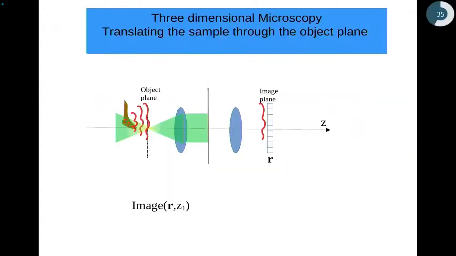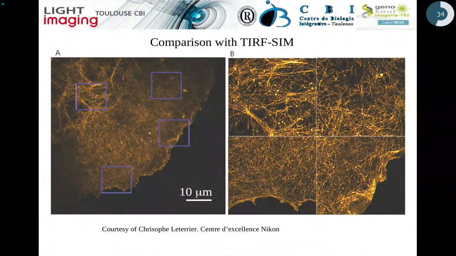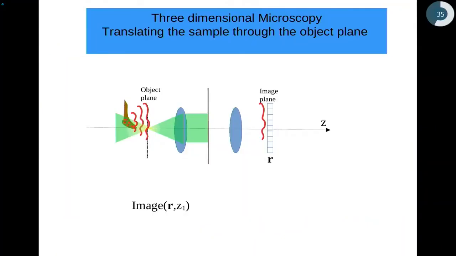OK, so I still have some time to talk about, because you wanted this, three-dimensional microscopy. All the previous part was really on two-dimensional microscopy, but you want to know about three-dimensional microscopy. But of course, if you don't want, you can leave and eat.